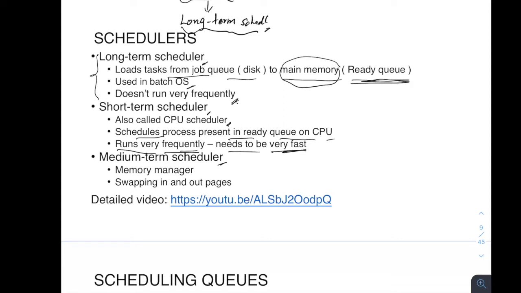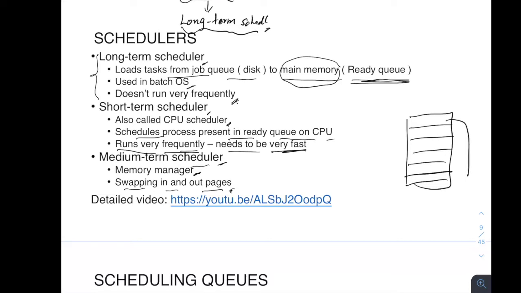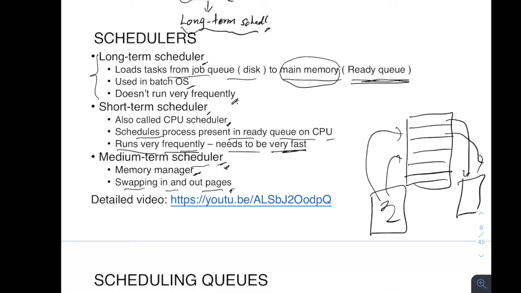The last one is the medium term scheduler. This is also called the memory manager, and it is not related to process scheduling. What it actually does is swap pages in and out. So this is your RAM. I will discuss this in memory management, but you have a lot of pages here, and when the memory becomes full, the medium term scheduler will kick out some pages from this to the disk. Similarly, it will also bring pages from the disk to main memory. This is run by the medium term scheduler.